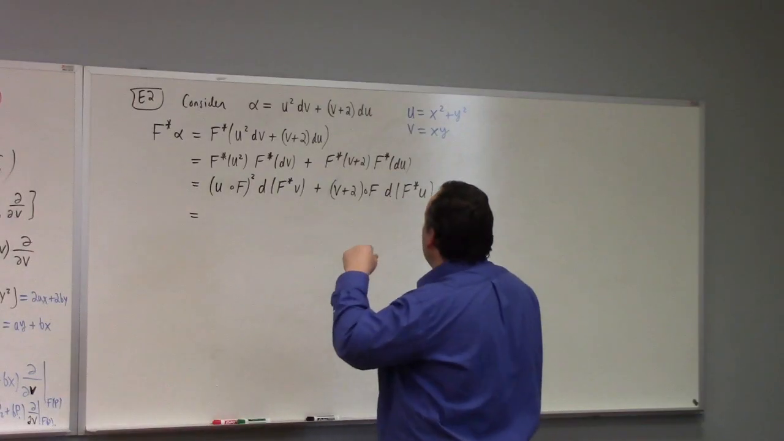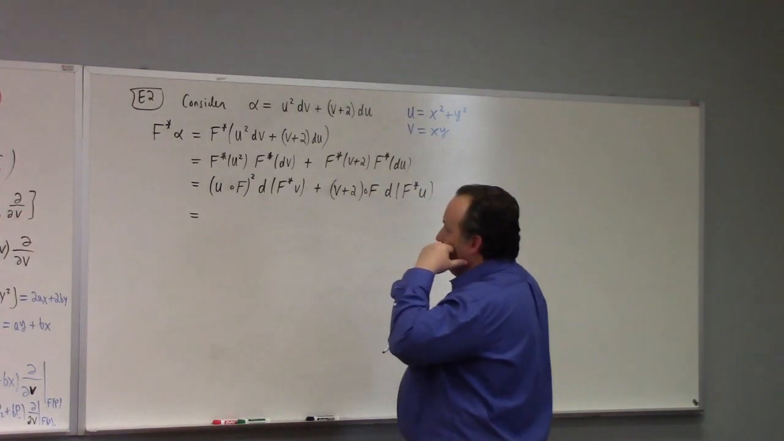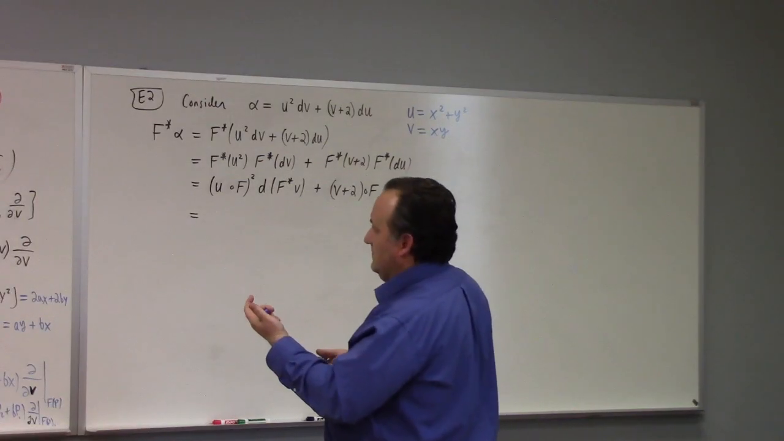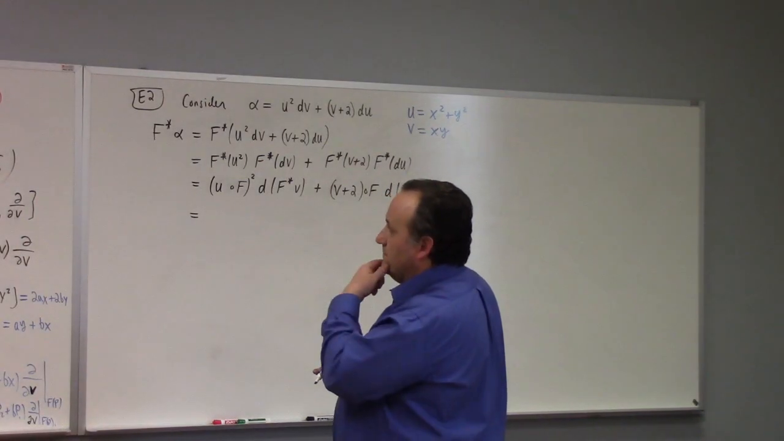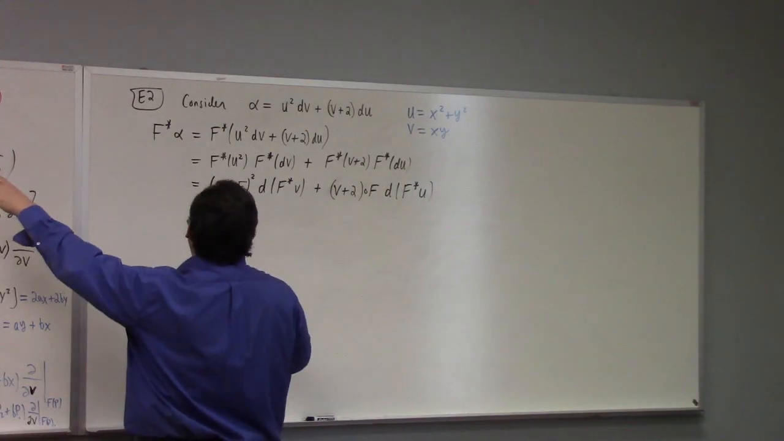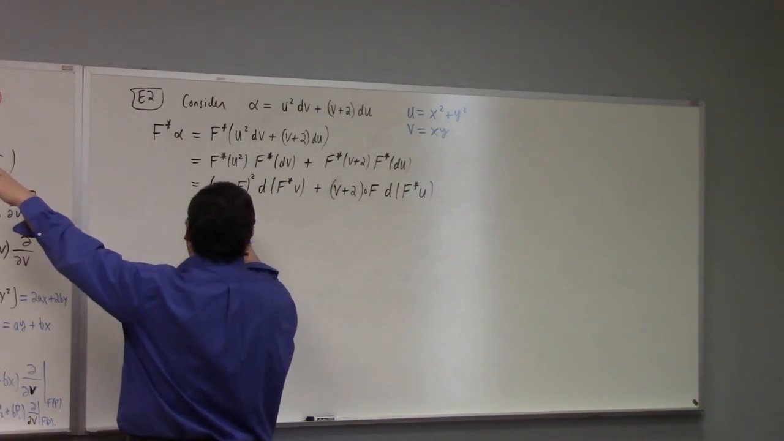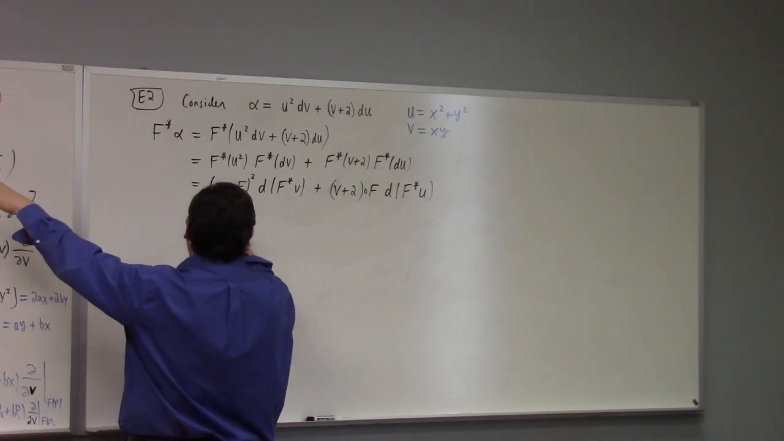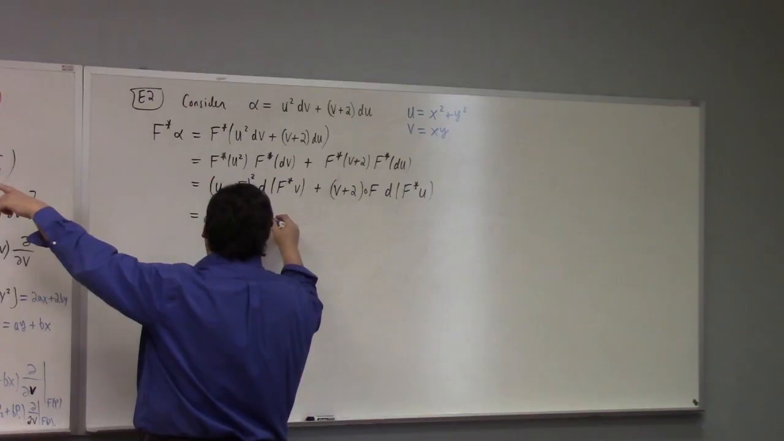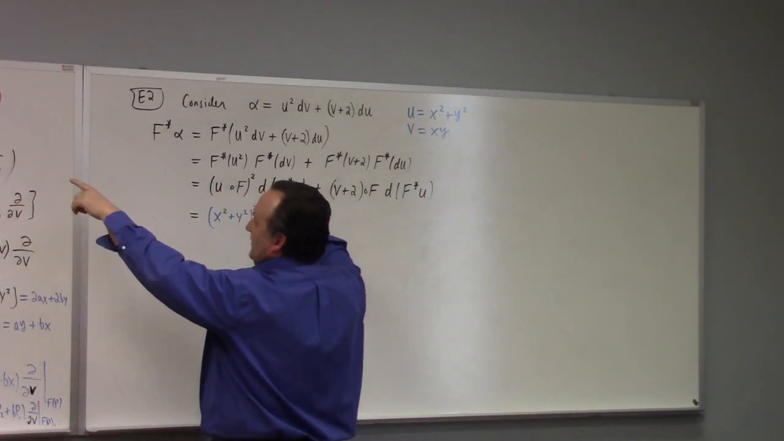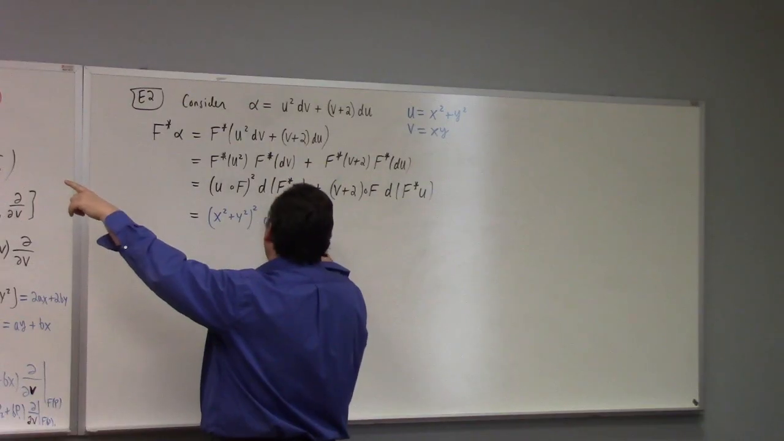All right. So u composed with f is what? U composed with f, in particular, is x squared plus y squared. But I'm squaring it, yeah? And then I'm talking about the exterior derivative of the pullback of v. Well, the pullback of v is xy.